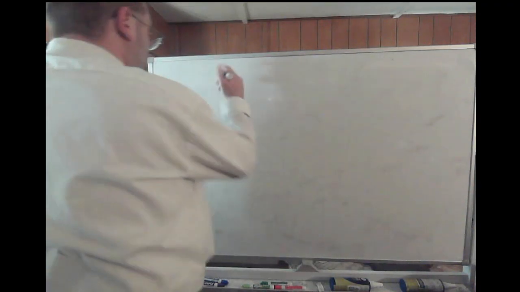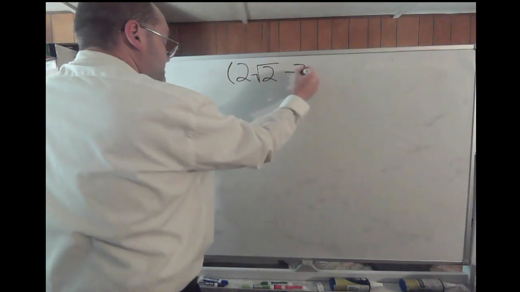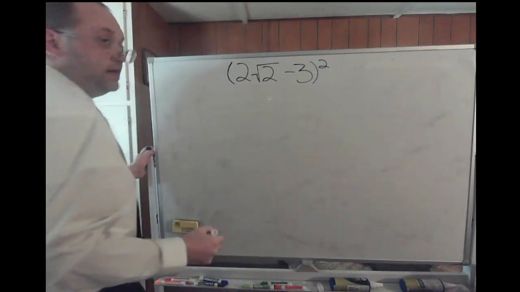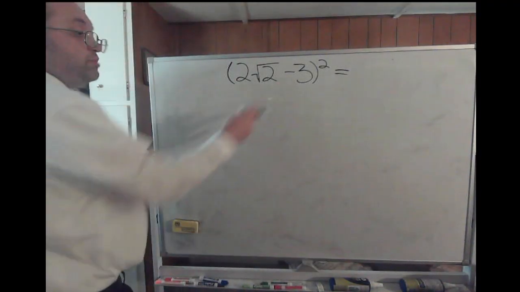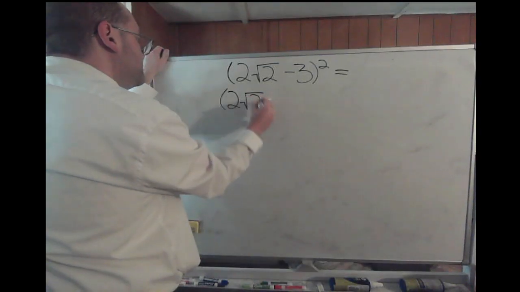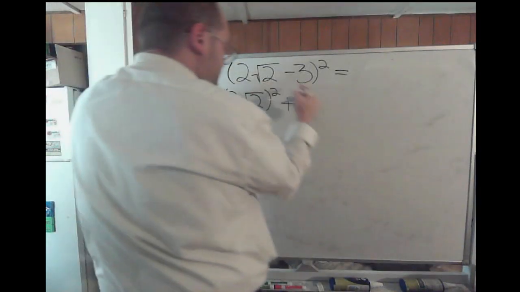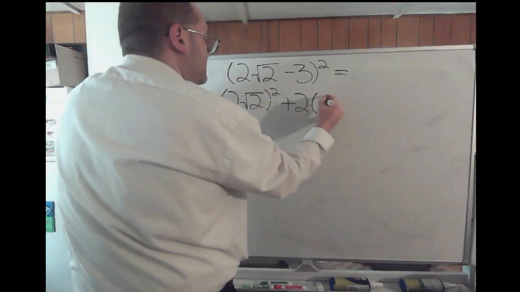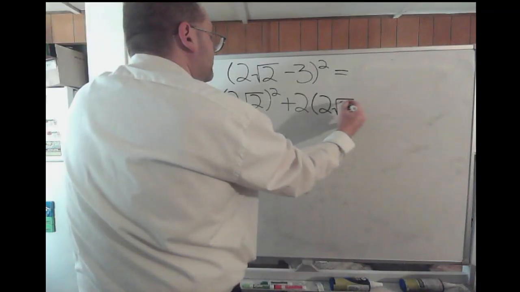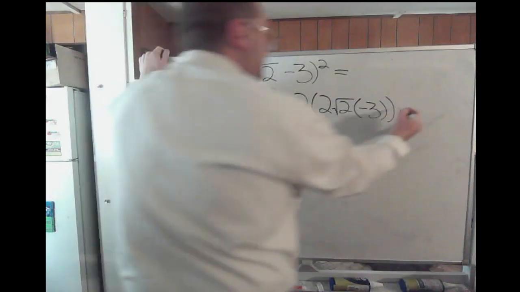All right, let's see here. What if we had 2 times the square root of 2 minus 3 raised to the second power? So again, this is another binomial square. You're going to take the first term, that 2 times the square root of 2 to the second power, plus you'll end up taking 2 times these two terms multiplied together. So that would be 2 square root of 2 times negative 3. Then you would end up taking that negative 3 to the second power.